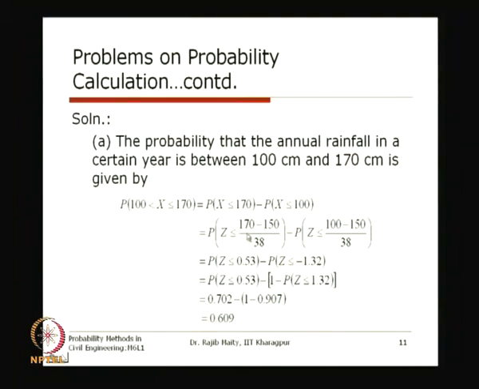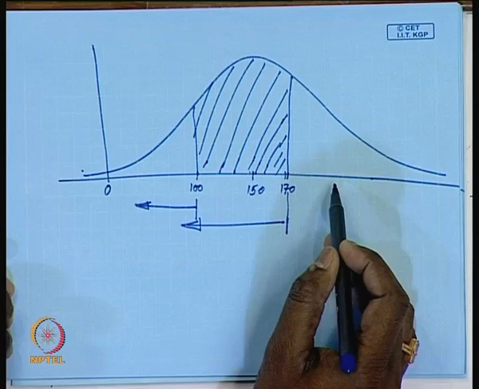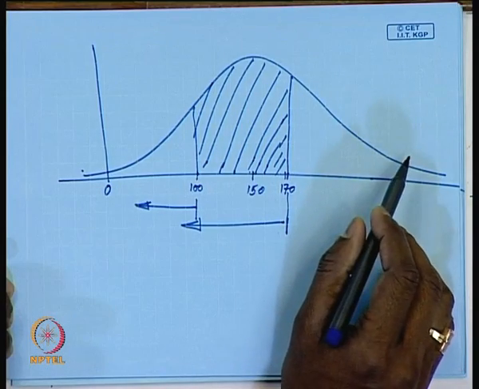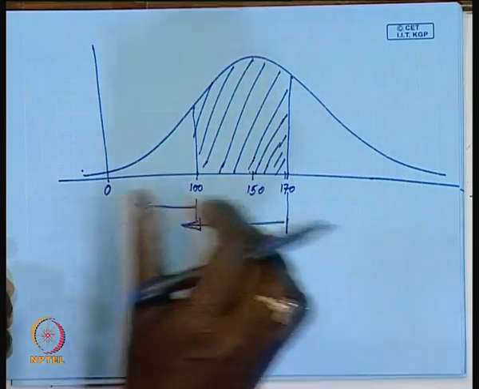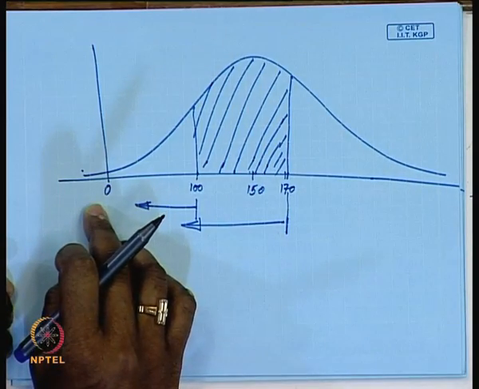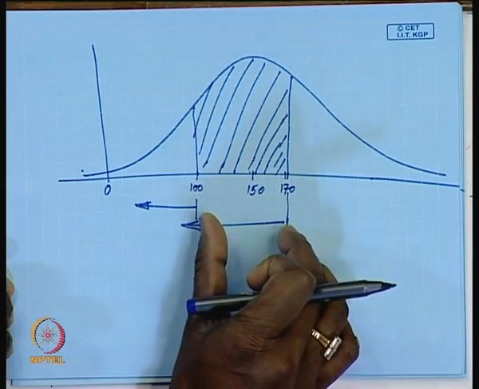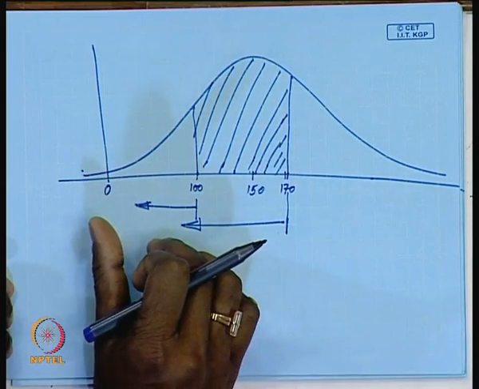This is exactly what is written here also, that is probability x less than or equal to 170 minus probability x less than 100. Now for this type of normal distribution, numerically integrated values are not available to us. We only have the standard normal distribution. So what we have to do is first convert it to the standard normal distribution.